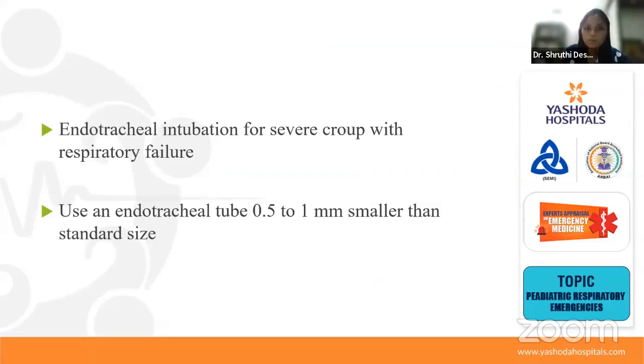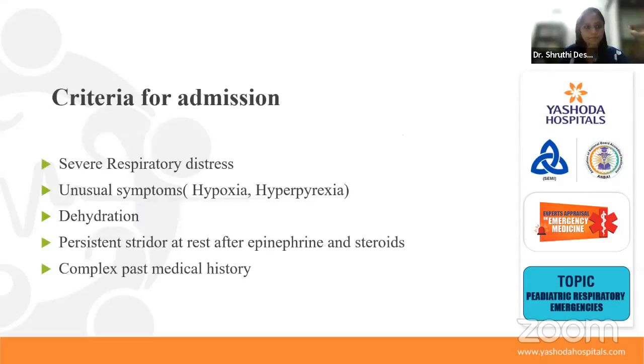Intubation for severe croup is only indicated if the child is going into respiratory failure. Otherwise, it is not recommended. If you are intubating a child, then use an endotracheal tube which is 0.5 to 1 millimeter smaller than the standard size.